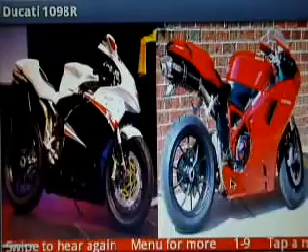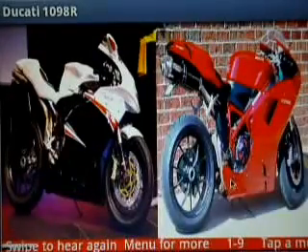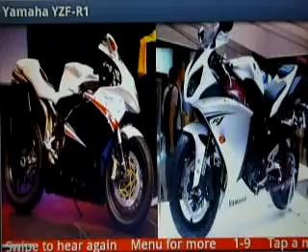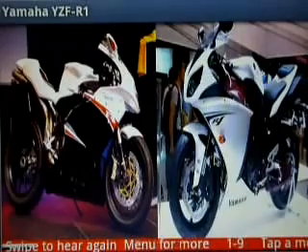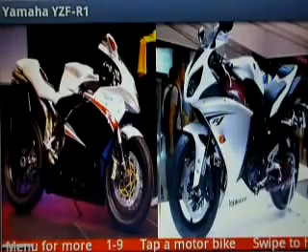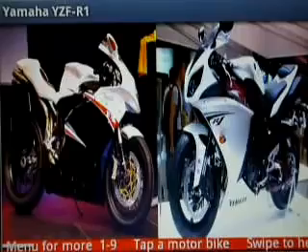Top 10 Fast Motorbikes by Appa Apps. This game teaches you to recognise 10 of the fastest and most iconic motorbikes in commercial production.